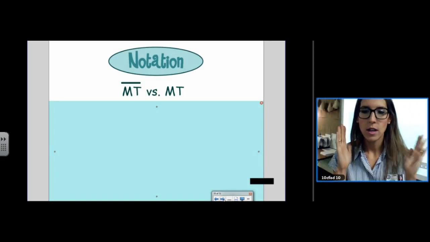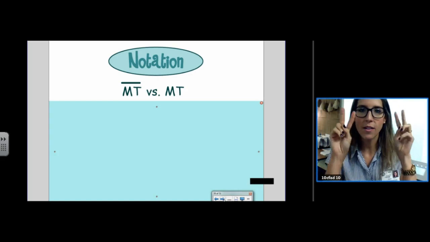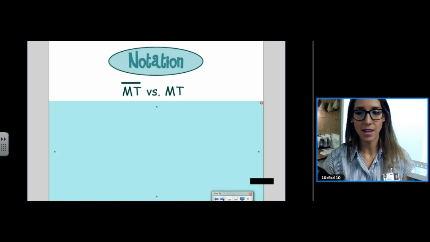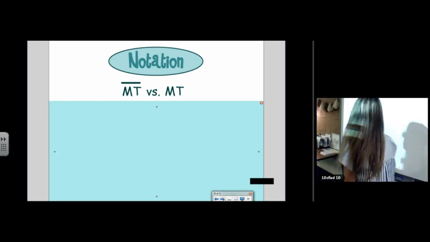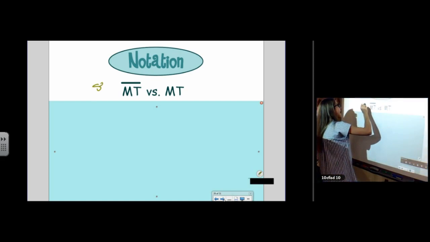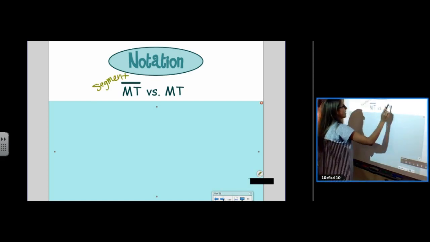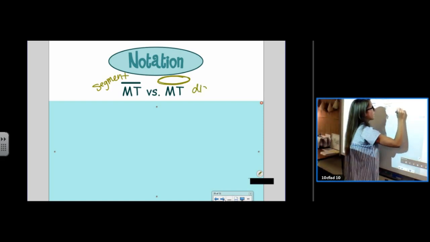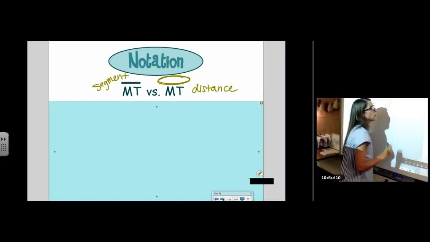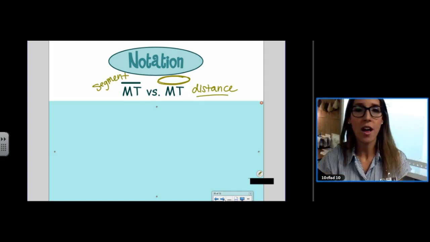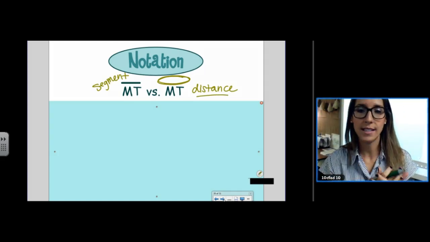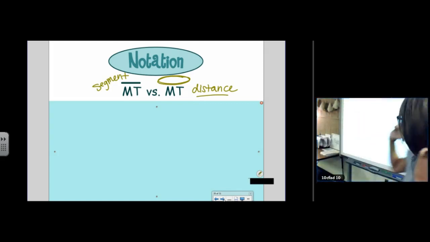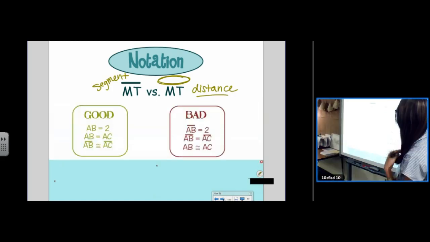All right, I'm going to go over a few more things. If you take two capital letters and you leave them naked, they have no symbol above them, then it actually means something that you didn't really mean to say. Right here, this means segment empty. If you leave it empty, that just means the distance from M to T. We're not really covering that yet, so do not leave it empty. You must use a symbol above your letters, okay? We're not really going into distance until next unit, so don't leave your letters naked.